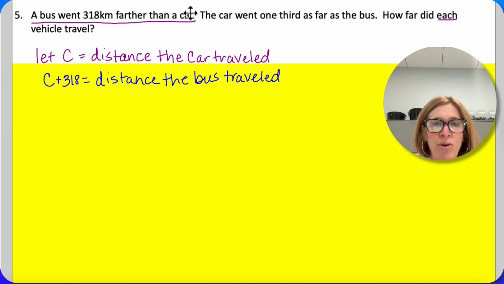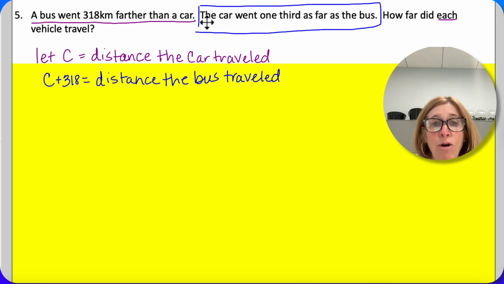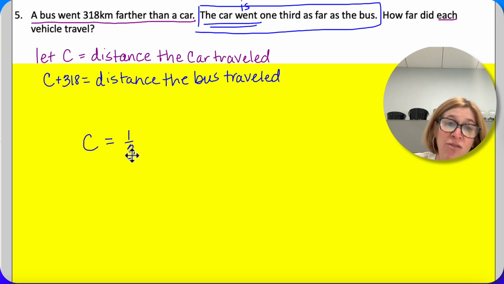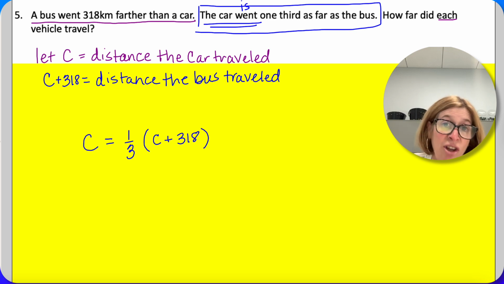Then I go to the next sentence and let's see what we have. We read it directly as it's written. The car went. Well, how far did the car go? The car went C. It went, so this is almost like is, 1/3 as far as the bus. So 1/3 as far as the bus. The bus is an expression with addition, so it has to go in parentheses. All right. So then I have to solve this.